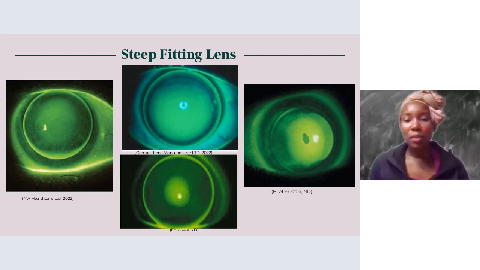All right, so now we're going to compare steep fitting and flat fitting lenses. What are the characteristics we see on steep fitting lenses? Heavy pooling in the center and edge lift. Yes, touching on the side, pooling in the center. Yes, central pooling. Thank you for writing in the chat. And what is this one here showing that the other ones are not, which is also an indication of a steep fitting lens?